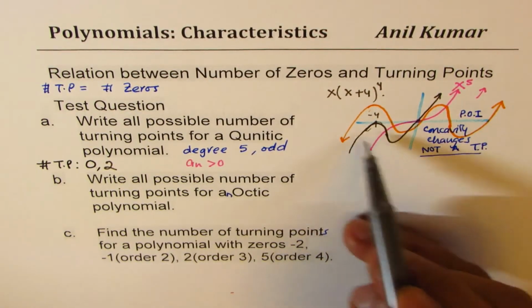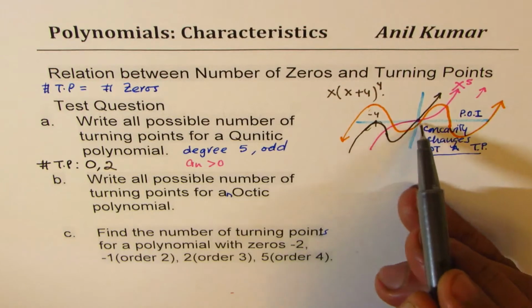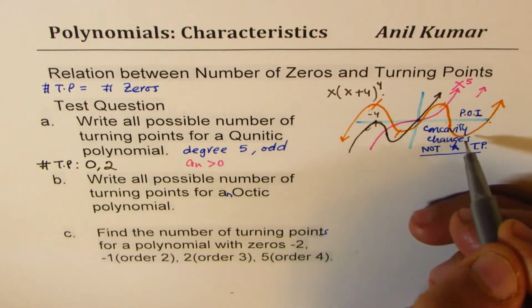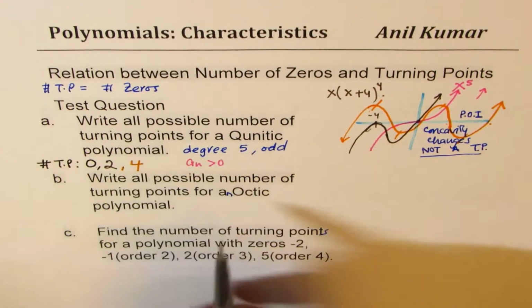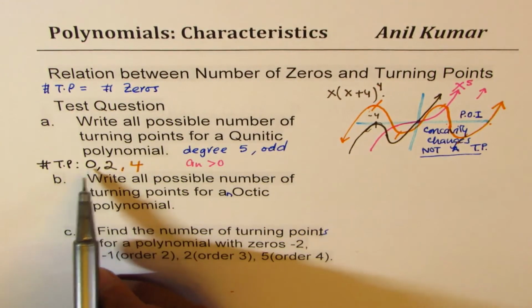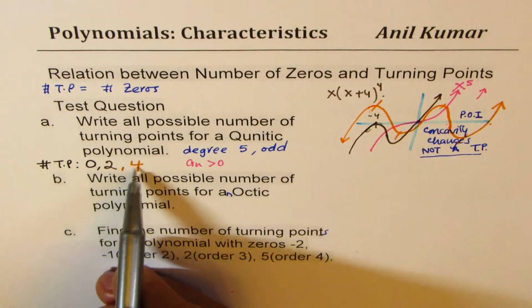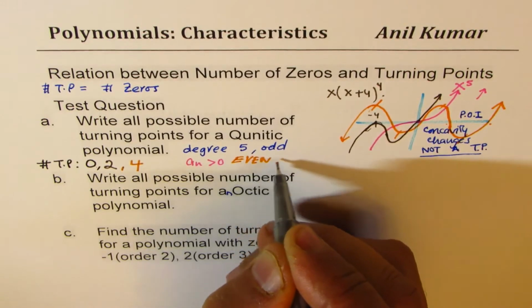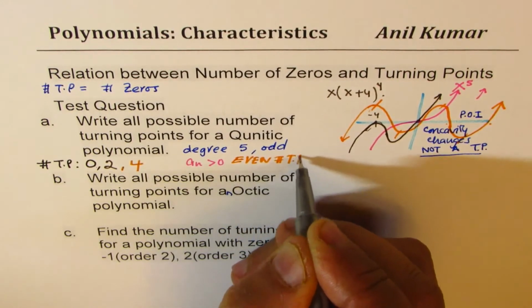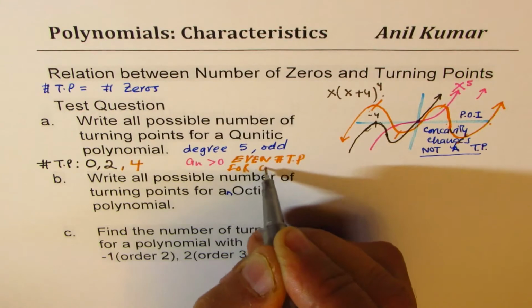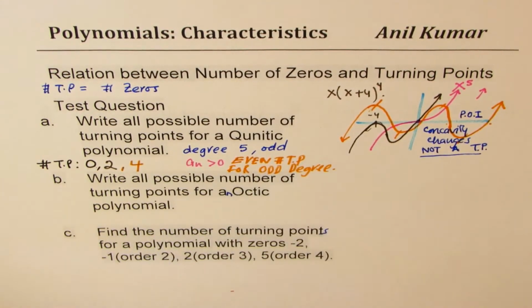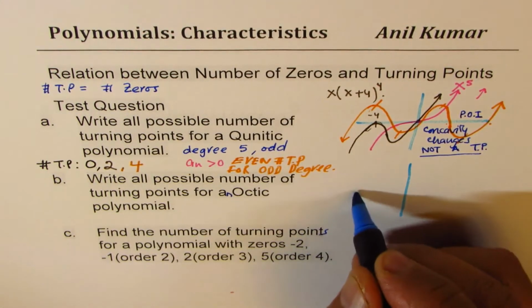Now, in this particular case, all are linear zeros. We have 5 maximum possible zeros. And the number of turning points is 1, 2, 3, 4. So, for a degree 5, all possible number of turning points could be 0, 2, 4. Do you notice all are even numbers? So, we have even number of turning points for odd degree. Very important to understand. Now, the next example purposely has been taken for even degree.